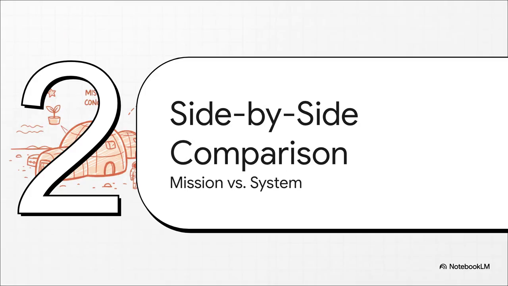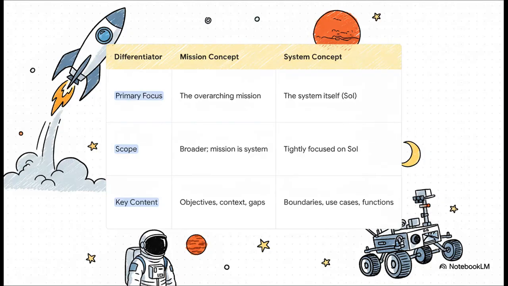All right, so we've got the big picture mission on one hand and the specific tool system on the other. Let's put them side by side and make this distinction absolutely crystal clear. Yeah, this table really lays it all out, doesn't it? The mission concept is broad. We're talking colonizing Mars. The system concept is laser-focused. We're building our rover. The mission is that strategic why, and the system is a very specific what that we need to make it happen.